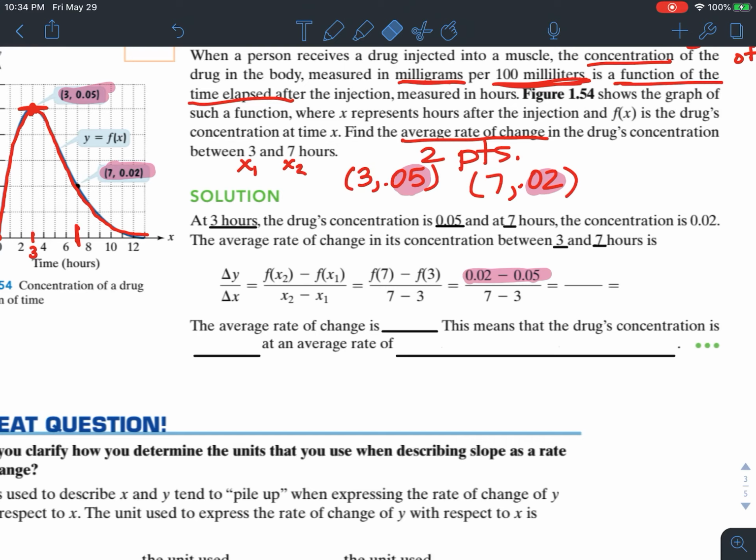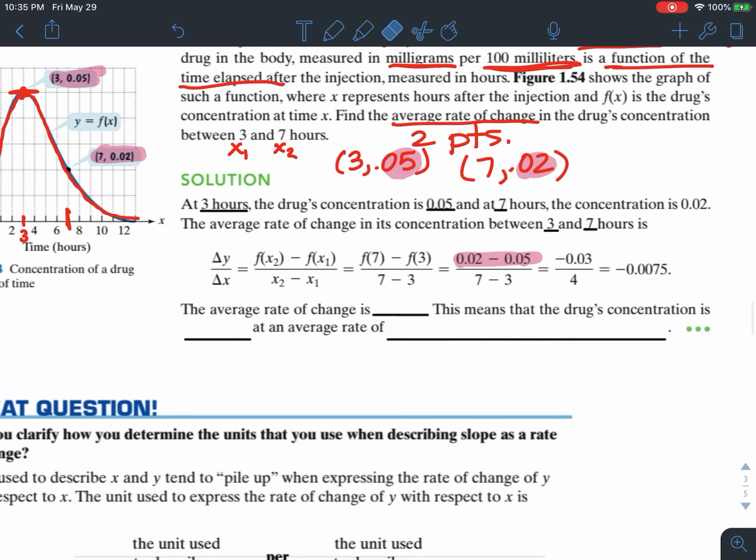Bottom is 7 minus 3. I mean, obviously, you're going to make that a 4 at some point. So subtract those and you get negative 0.03 over 4, which is about negative 0.0075. It makes sense that it's negative because the peak concentration is at 3 hours. So after that, as time goes by, you have less and less of the drug in your system. So the average rate of change is negative 0.0075.